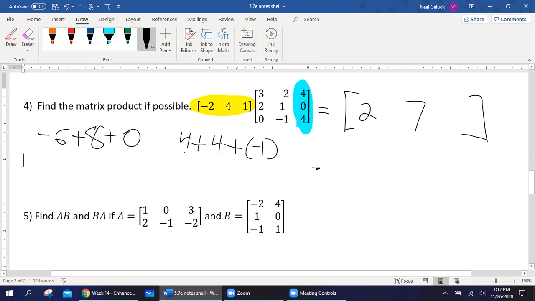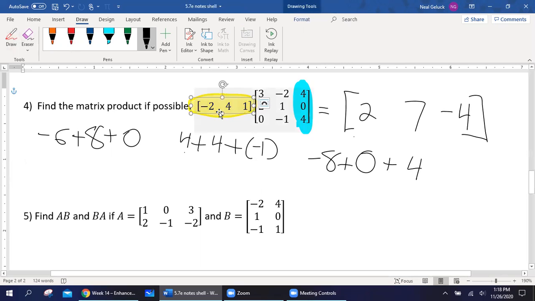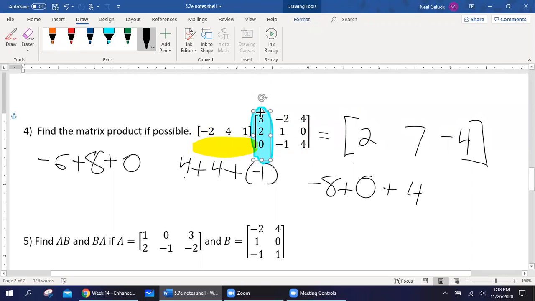Go to your next column. Again, go through all the columns, and then you'd hop down to the next row, even though this one only has 1 row. So -2 times 4, again, first number times first number, -8. 4 times 0, 1 times 4, I'd end up with -4. And it's done because there's no second row to hop down to. If there was a next row, we'd hop down to it, we'd cycle back, and repeat the process.